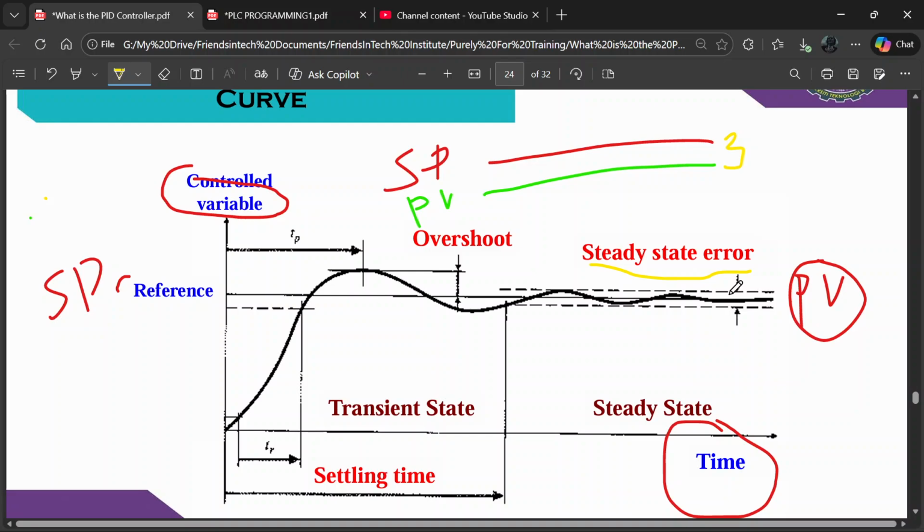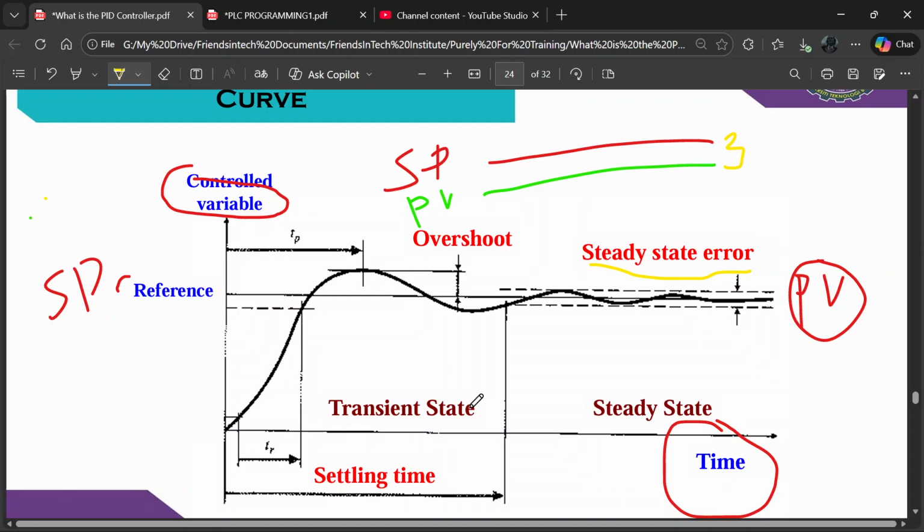Then overshoot is how much your system, in positive and negative, how your process variable is deviating from your reference value. So the maximum, positive to negative, that is what is referred to as overshoot. Then transient state is that period of change when you are trying to attain the set point.